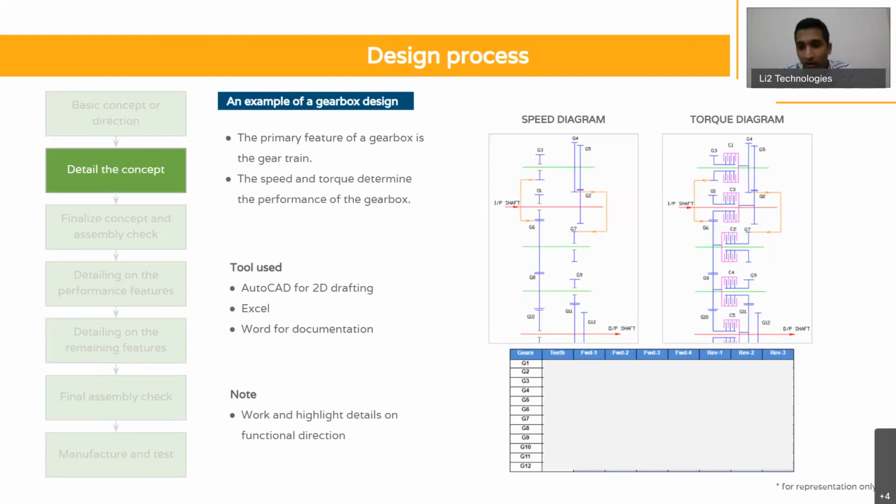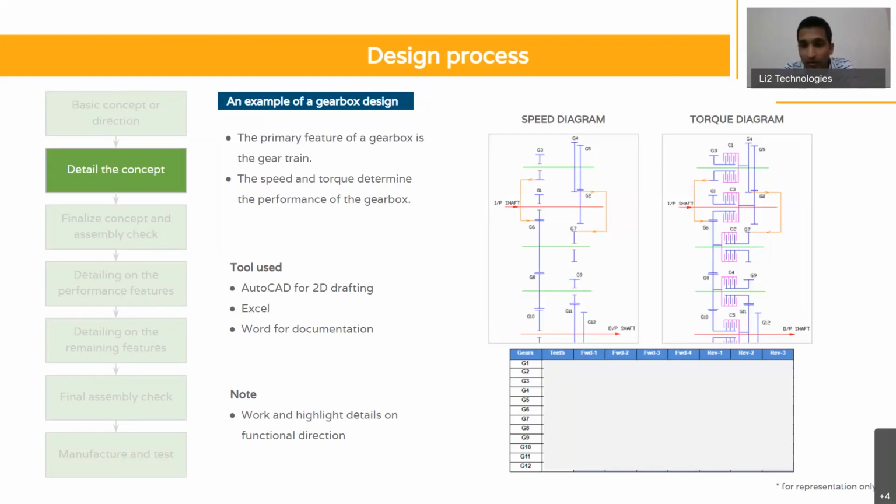Then once I make a basic sketch, I can also have a table like what I've shown at the bottom, talking about the different gears and what kind of teeth they have, the number of teeth, because speed and torque depend directly on the number of teeth in the gears. So I can start making my own calculations. The tools that were used here are AutoCAD for 2D drafting, and Excel and Word for documentation. And so what you need to do is make sure that you highlight the functional direction.